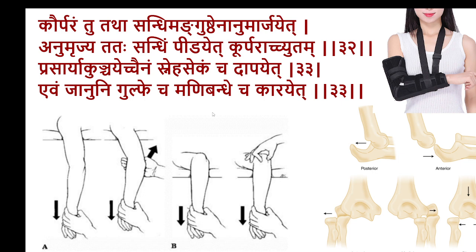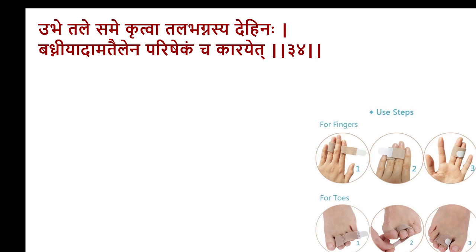And the proof of reduction is achieving a complete range of movement. Prasarya akunchayatyenam. With prasarana and akunchana, extension and flexion, you have to confirm that.